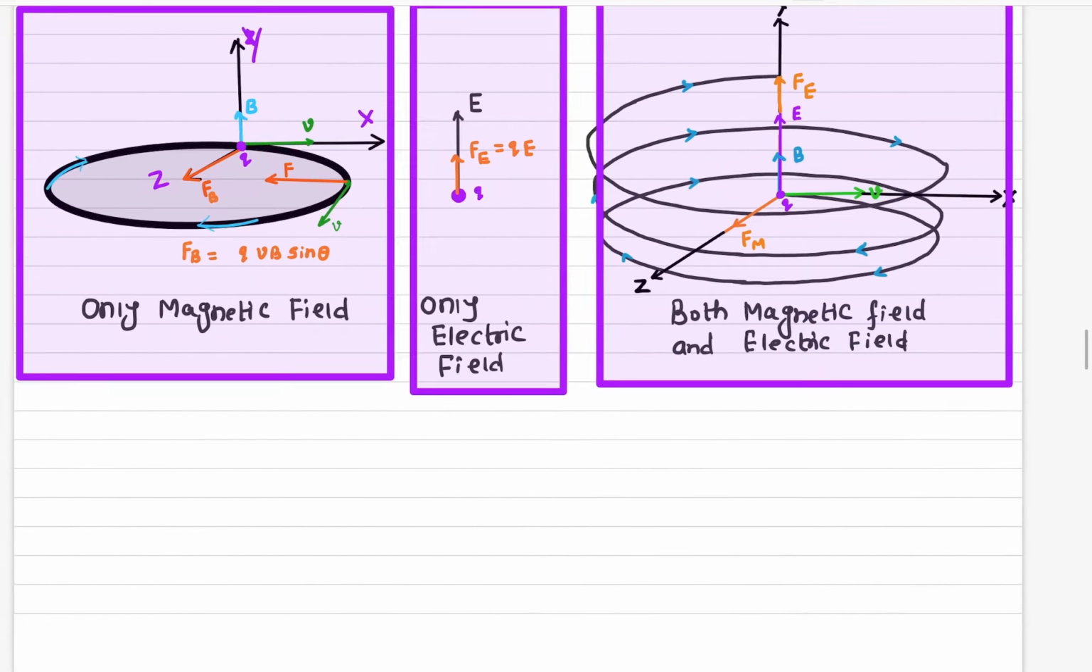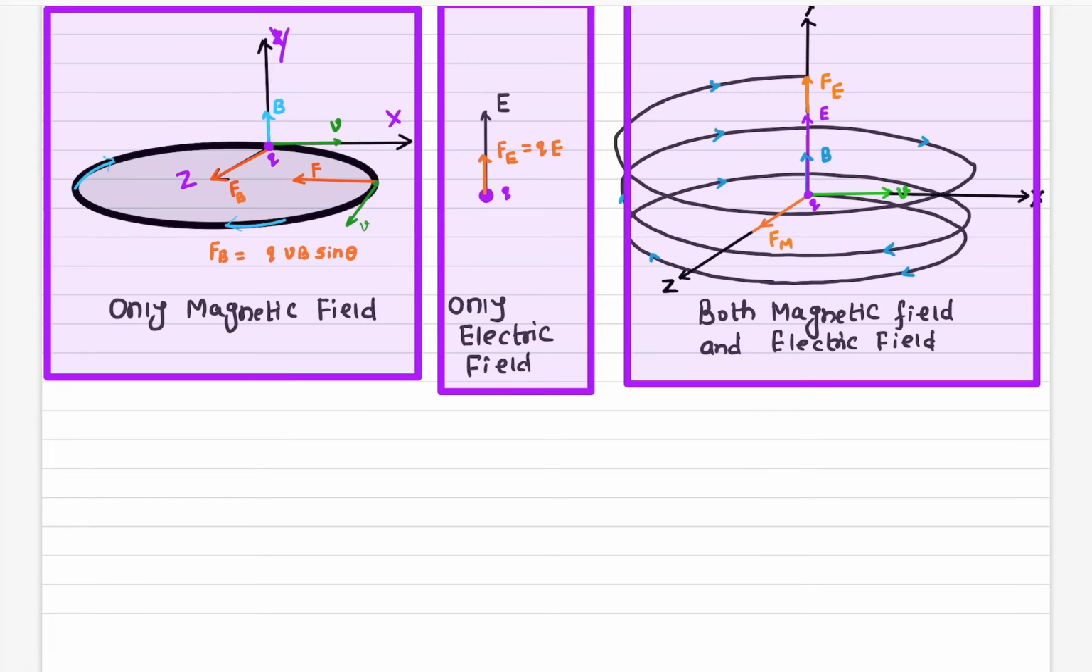Okay, so in this case, the force would be given by q E vector plus q v cross B vector. Okay, and in this case, the force due to electric field is simply q E vector, and the force due to the magnetic field is q v cross B vector.